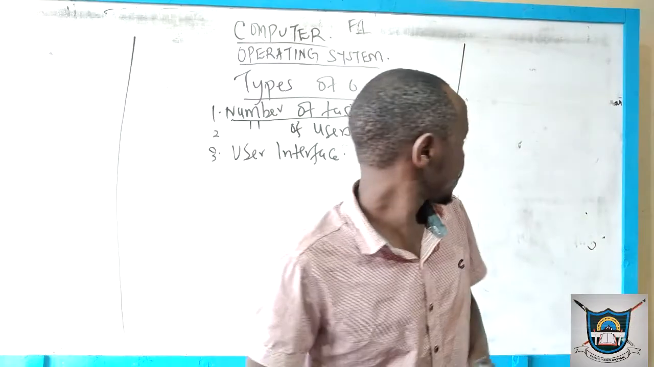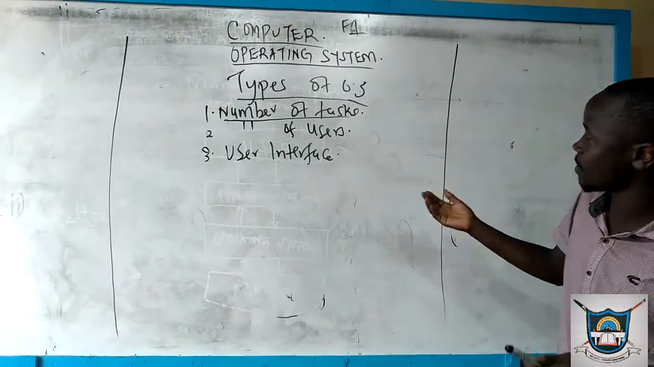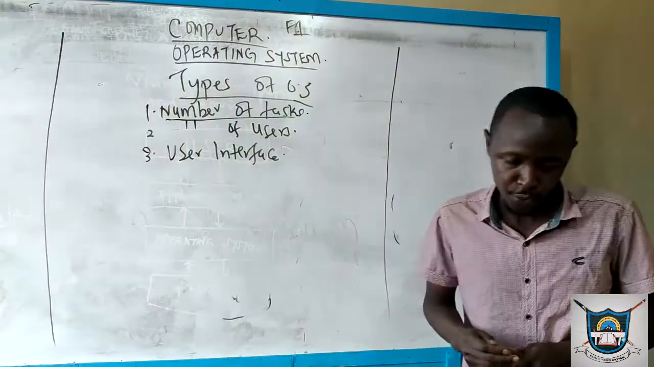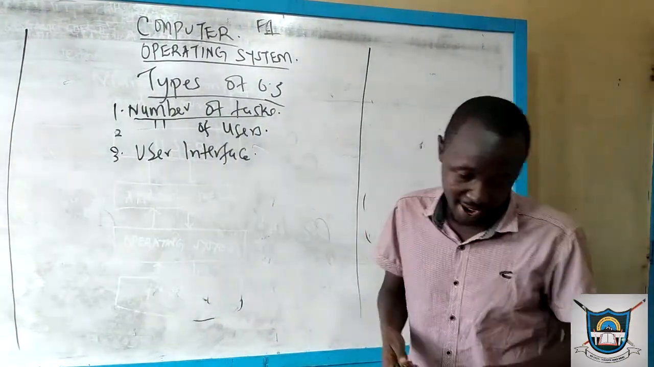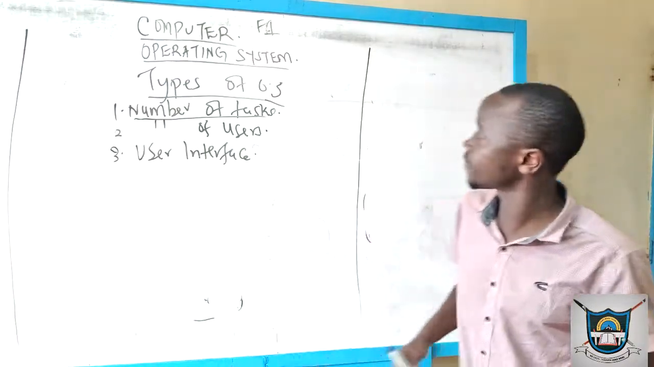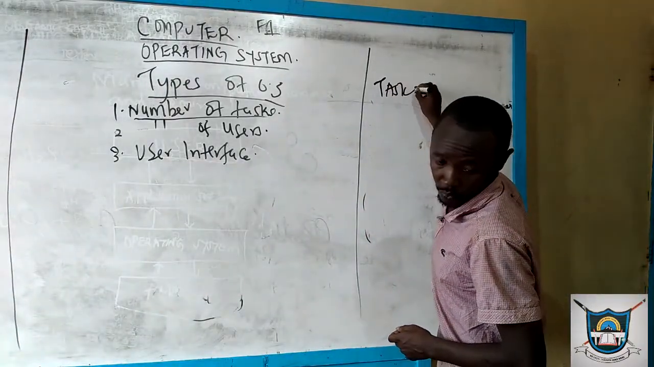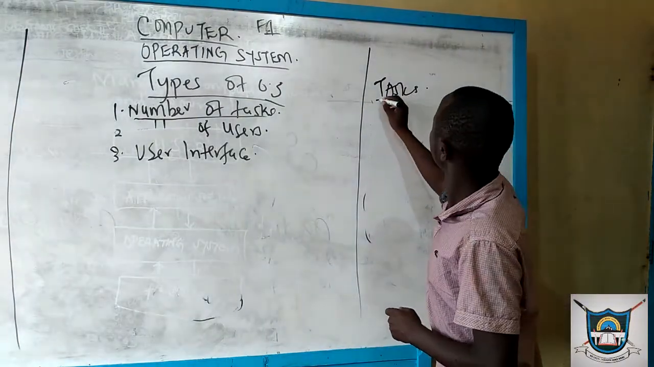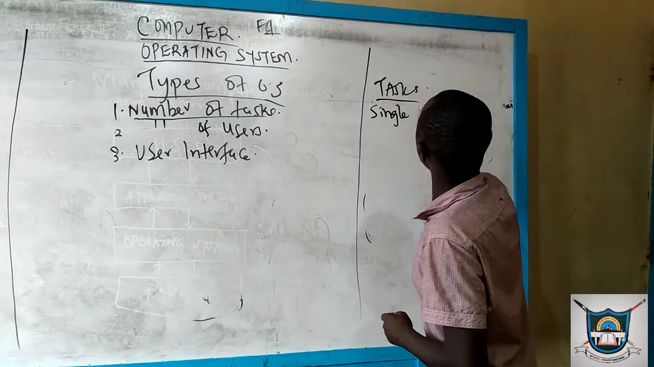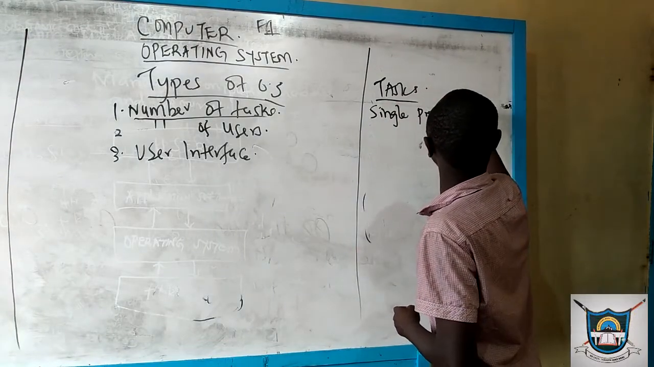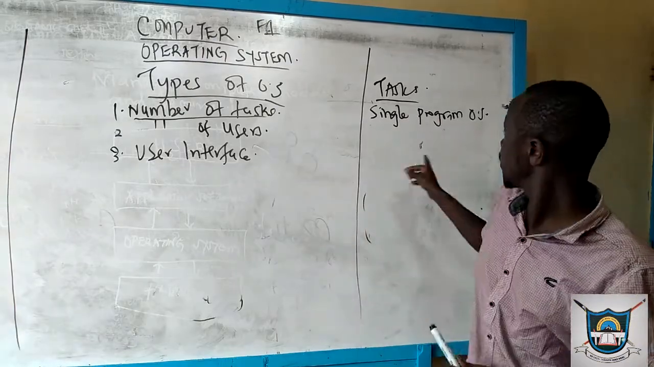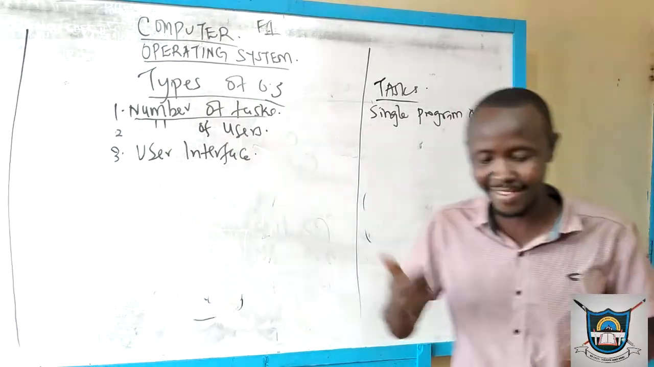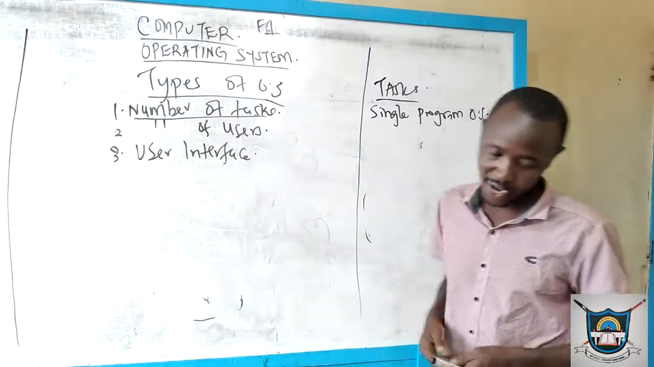When you talk of number of tasks, this is the number of tasks it can manage. Task means there is a process that is being done somewhere. The first category is the single program OS. As the term tells you, single means it can only carry one task at a time.